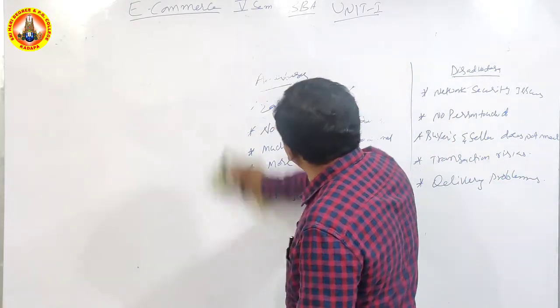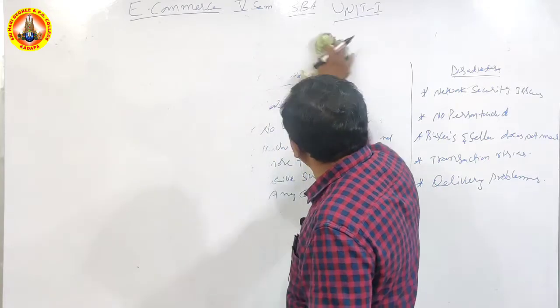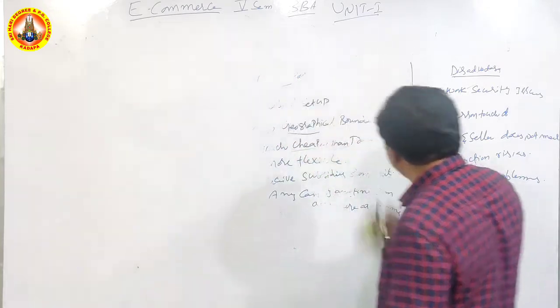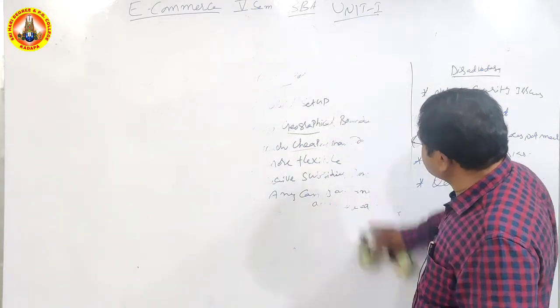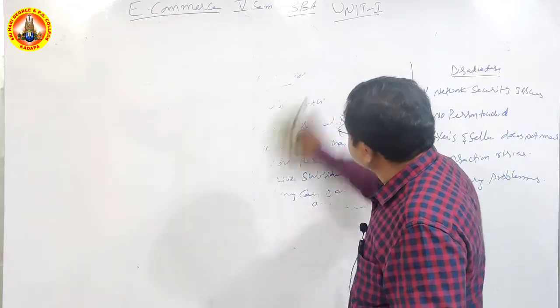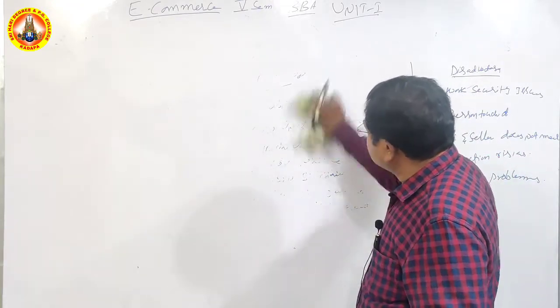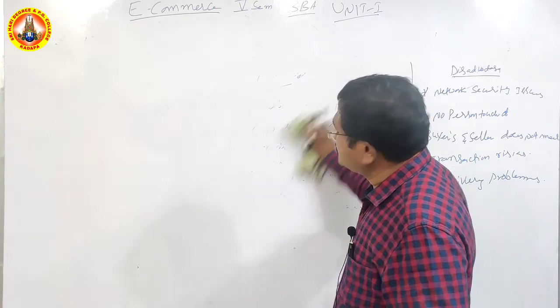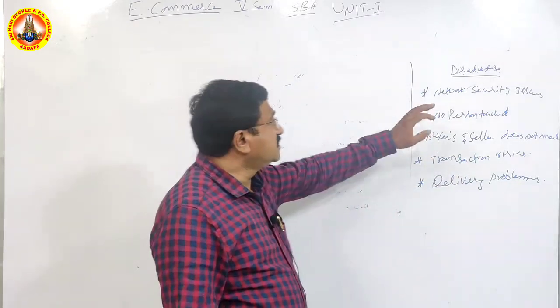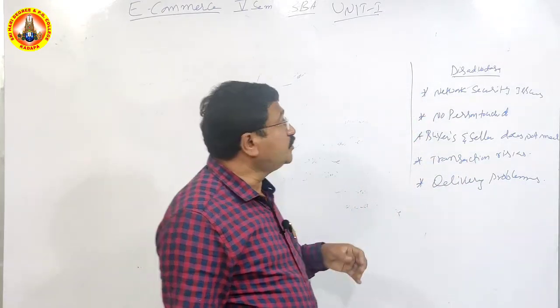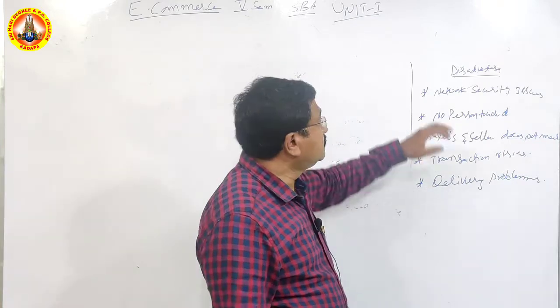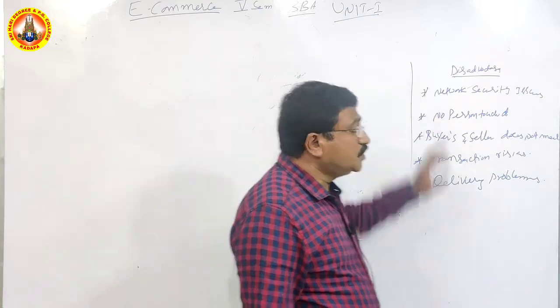The next question is: what are the main disadvantages of e-business? When you are doing physical business, some of the drawbacks, limitations or disadvantages are the same. There are some disadvantages when you are doing e-business. The first one is network security issues.